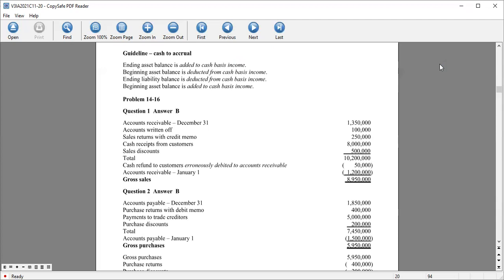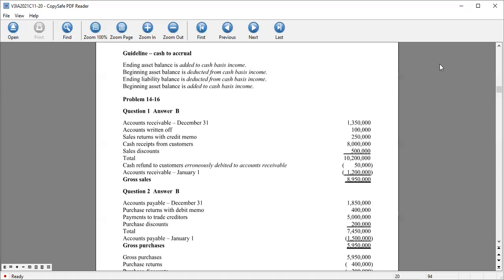Here we are still dealing with problem 16. Sales returns with credit memo, and we have cash receipts from customers, sales discounts, still to be added. All of this, we have the total of 10,200,000. Cash refund to customers. We have the amount of erroneously debited accounts receivable. So we have to deduct the amount of 50,000 in accounts receivable in January 1 is 1.2 million. So the gross sales is 8,950,000, which is letter B.